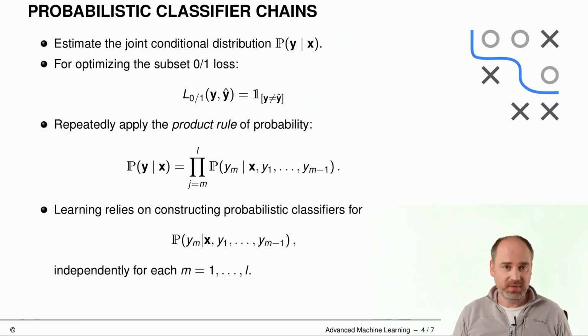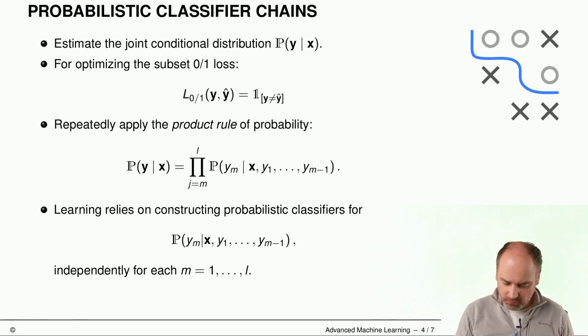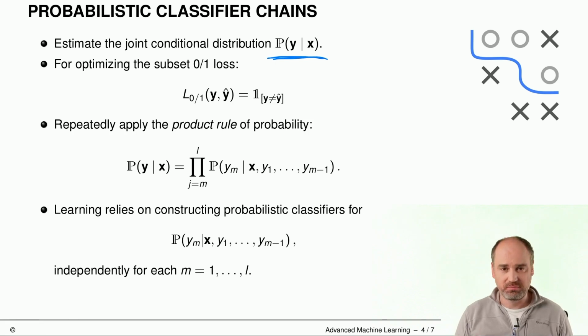Another technique, again more for classification, is probabilistic classifier chains. Here we very often want to produce a probabilistic model. So we want to model this joint conditional distribution. Joint in the sense that we want to model the conditional distribution for all of our y's, so for all of our targets, conditional, as usual in ML, on our feature vector x. So how can we do that?